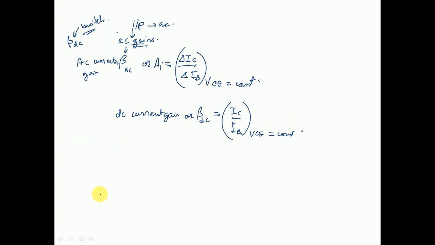Let's now talk about the AC voltage gain. Please give the subheading voltage gains. We have completed talking about the current gains, AC gain and DC gain both, for an amplifier. Now we are talking about the AC voltage gain. We will also talk about the AC power gain.